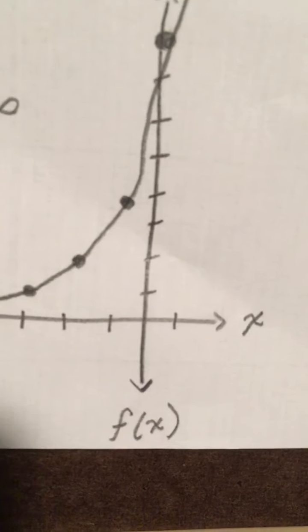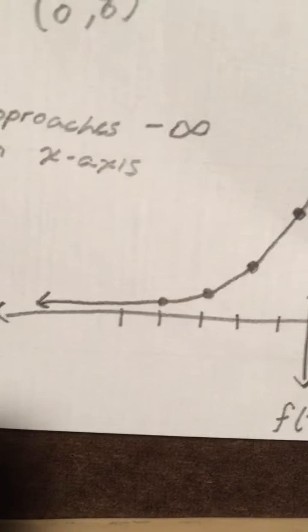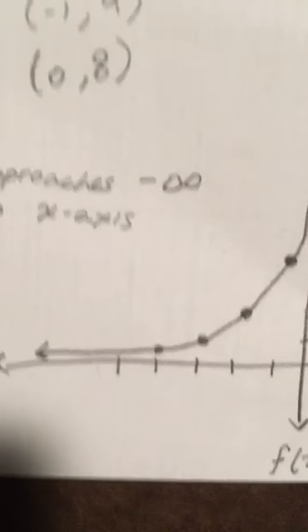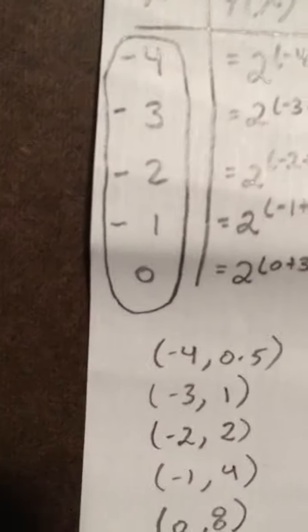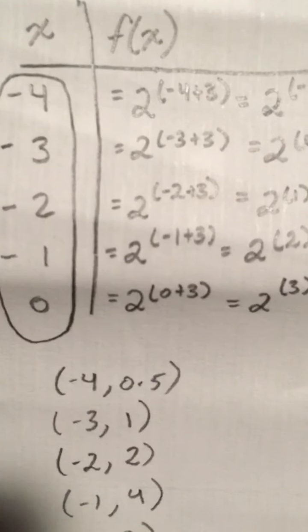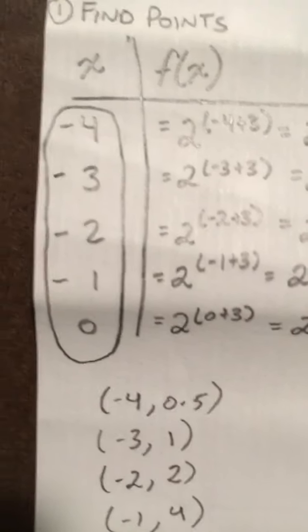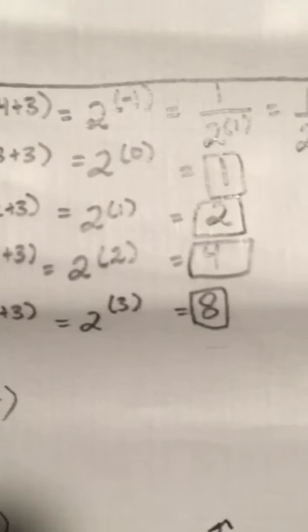So at negative 4 on the graph, you go left 4 spaces, 1, 2, 3, 4. You just go up 1. That's your first point. I did the rest all the way to 0. You put in 0 for that. 0 plus 3 is just 3. So it's 2 to the third power, which is 8.